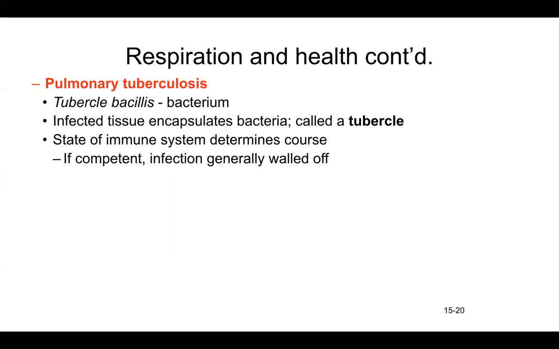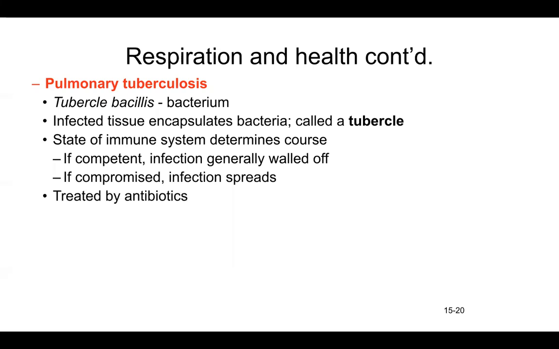If you have a competent immune system, usually the infection is walled off and stops there. But if you have a compromised immune system, the infection will spread more into your lungs, and then these tubercles will be more prominent. Treatment's done with antibiotics, because it is a bacterial infection, and antibiotics can treat bacterial infections. Anyone who does have tuberculosis is typically quarantined because it is a bacterial infection. It can be contagious as well.